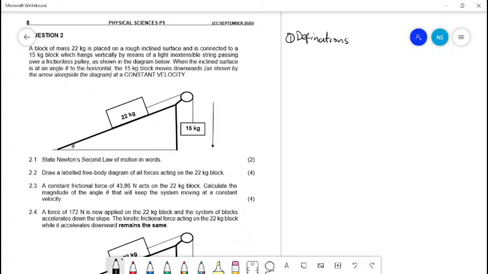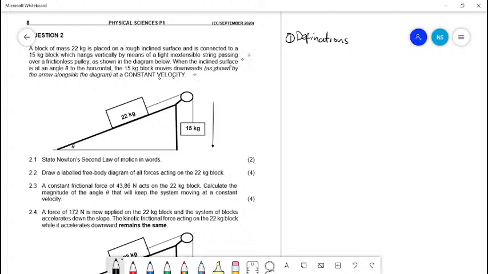And also you need to be able to define the likes of your frictional forces. Also, you need to be able to define your applied forces, stuff like that, kinetic friction and static friction. So those are the few definitions that you get in this chapter. And to revise that, you need to go and visit your examination guideline. So all the definitions are stated in the examination guideline.